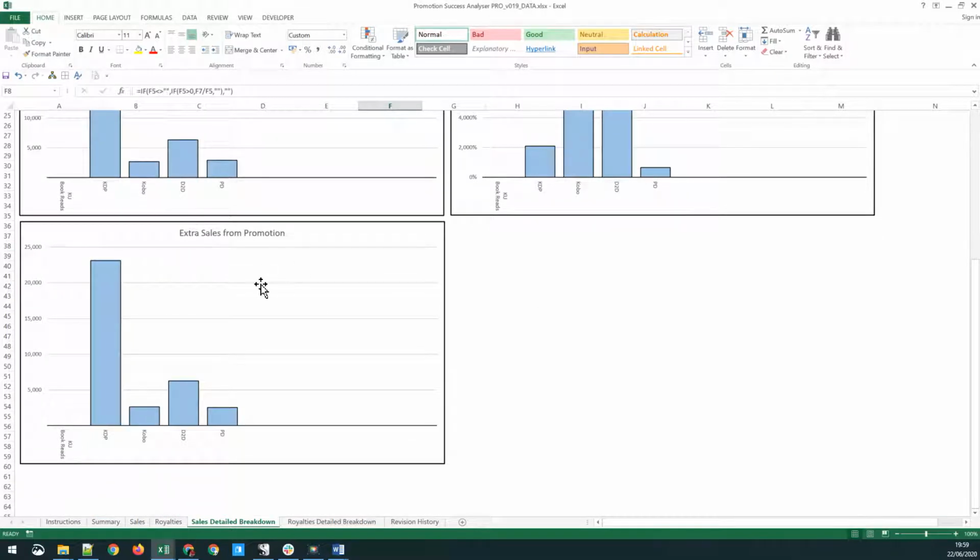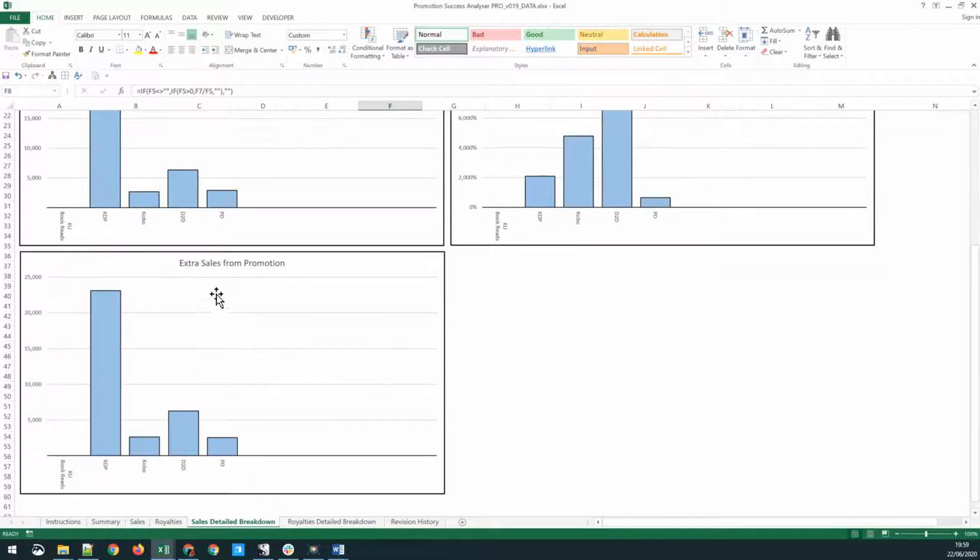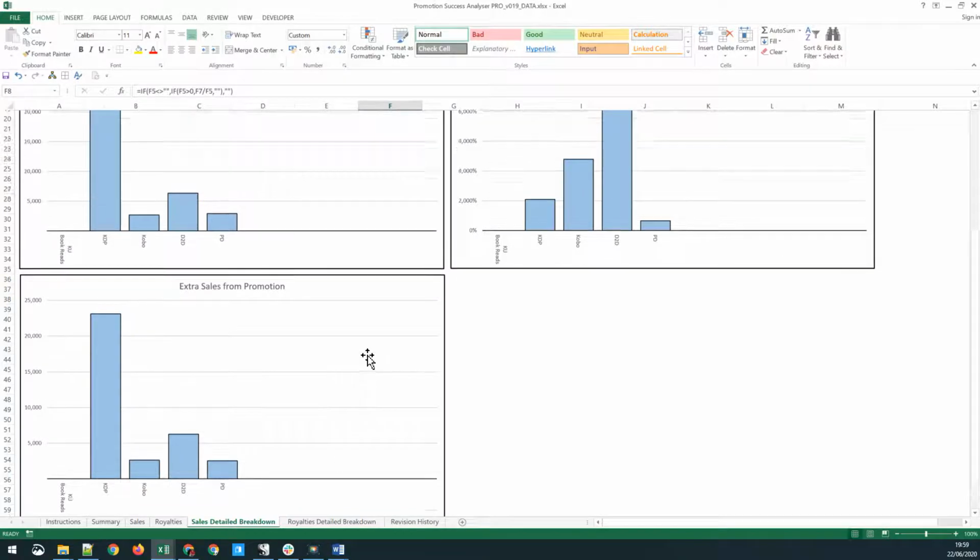And also extra sales from the promotion. So this is not by percentage, but this is just how many extra sales you got. So you can see where the extra sales really kicked in. And that's quite useful on sales.